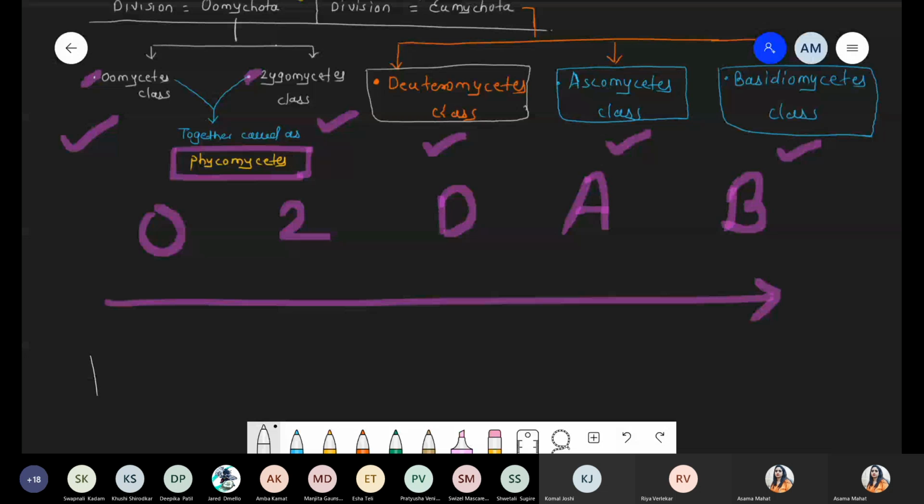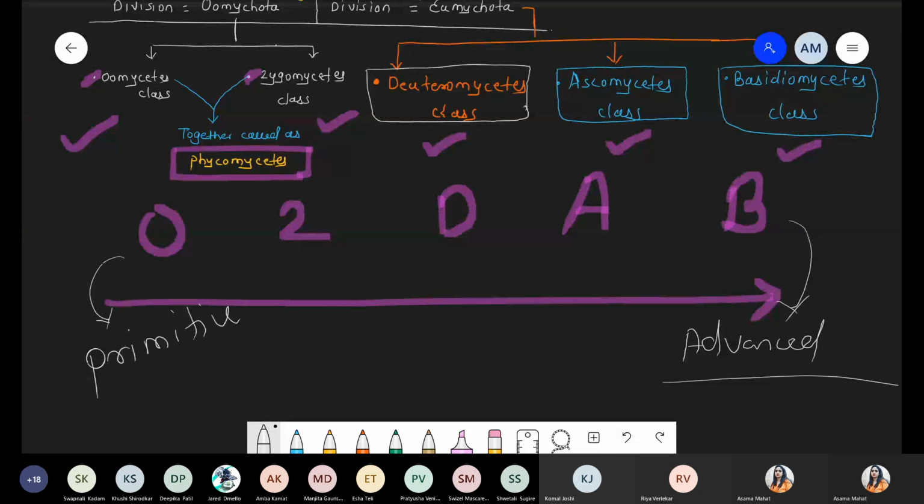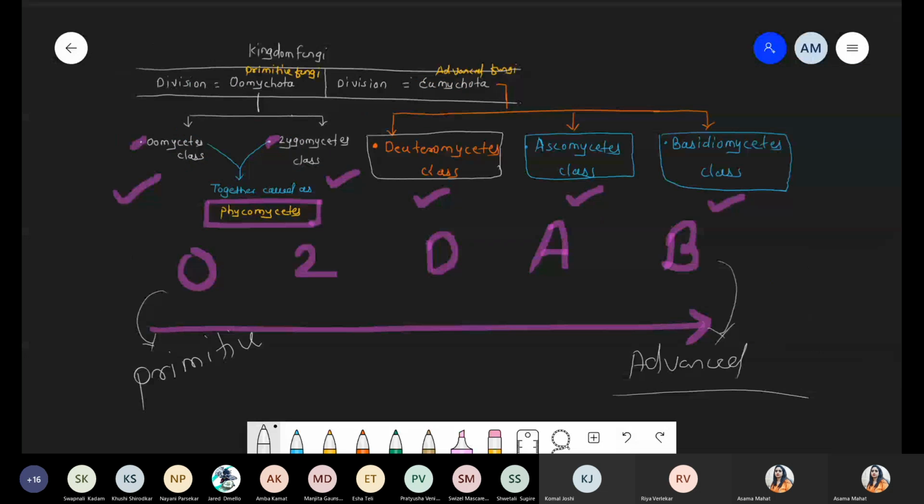I hope you remember left to right. What does left mean? Left means these are the most primitive. Oomycetes, these are the most primitive. And when you go towards the right, it means that we are talking about the most advanced class of the fungi. So first Oomycetes came, after that Zygomycetes developed, then Deuteromycetes got developed, then Ascomycetes, and finally Basidiomycetes, which has an advanced type of septa, that is dolipore septa. Got it? So this point is clear, everyone. Basic classification system. Yes or no?